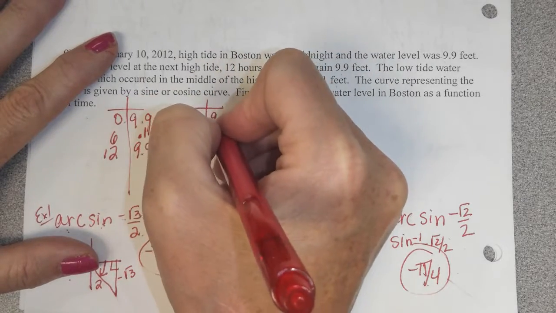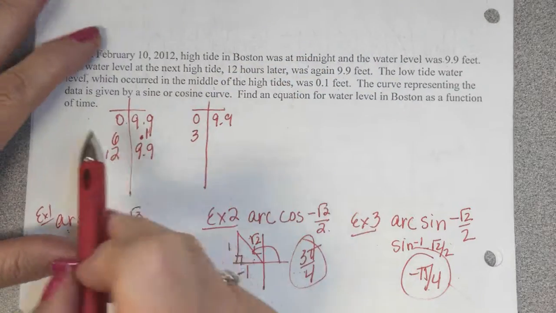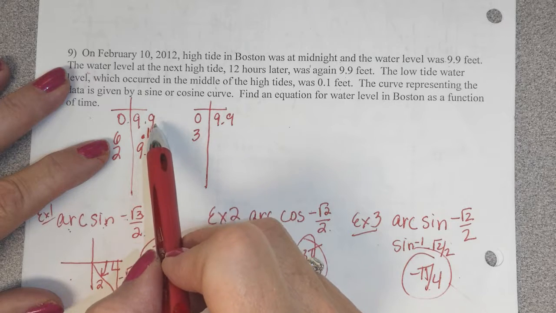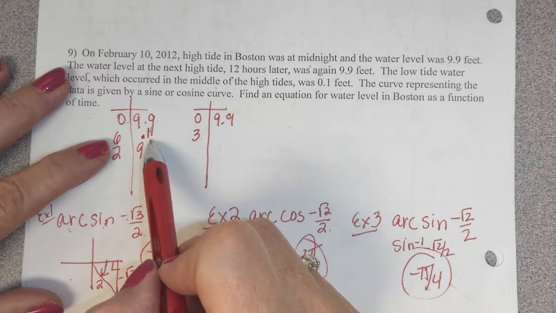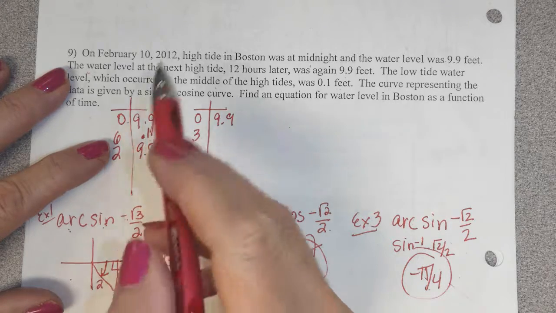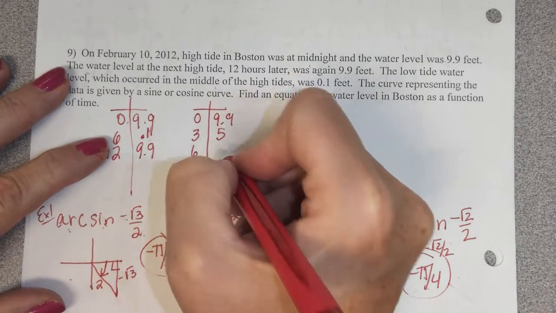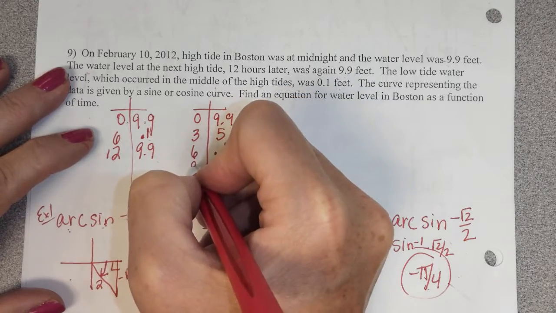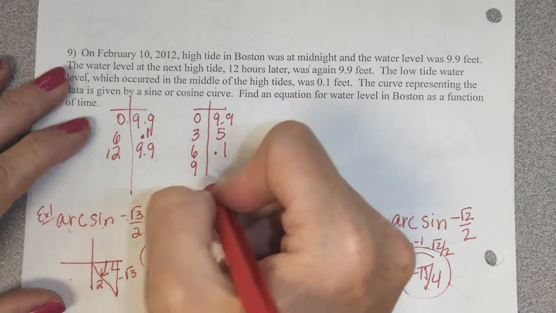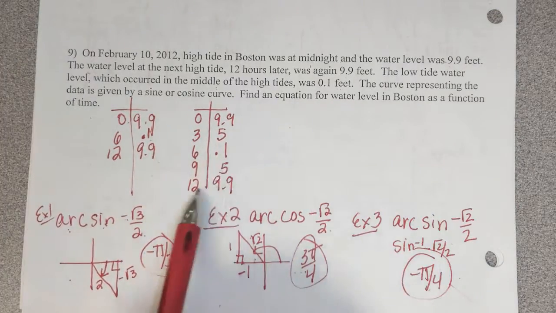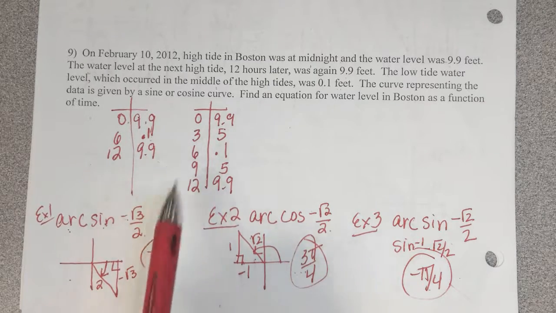I'm going to say 0 is 9.9. What about at 3? After 3 hours, what would it have been? How can I find the middle of two numbers? Add them and divide by 2, right? So what's 9.9 plus 0.1 divided by 2? So after 3 hours, it would have had to have been 5. Then at 6 hours, it was 0.1. 9 hours, what is it? 5. And then at 12 hours, what is it? 9.9.